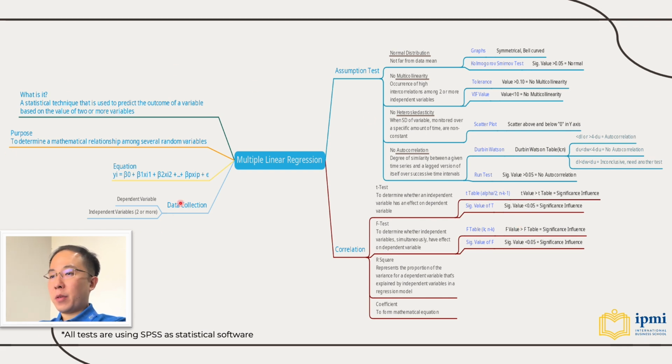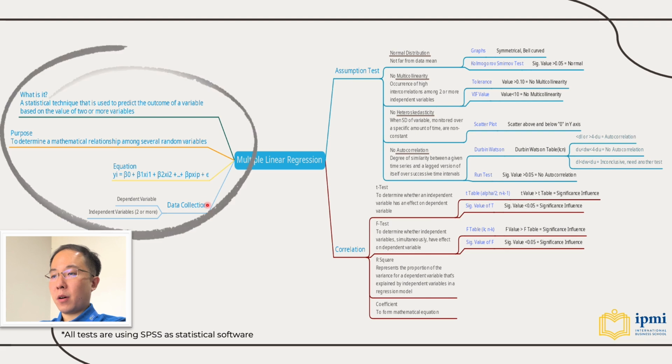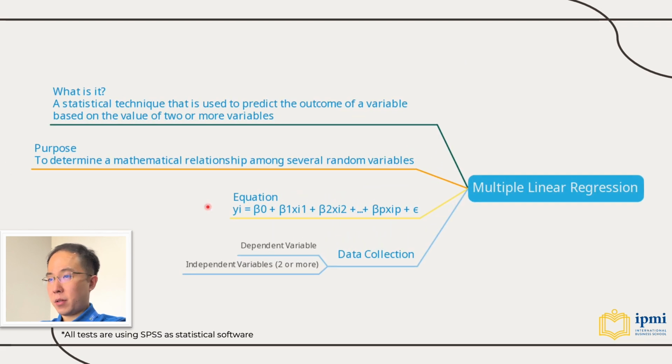Alright, let's start with the general information of multiple linear regression. Multiple linear regression is a statistical technique that is used to predict the outcome of a variable based on the value of two or more variables. So that's why it's called multiple, right? If there is only one variable, we can simply use a simple linear regression.